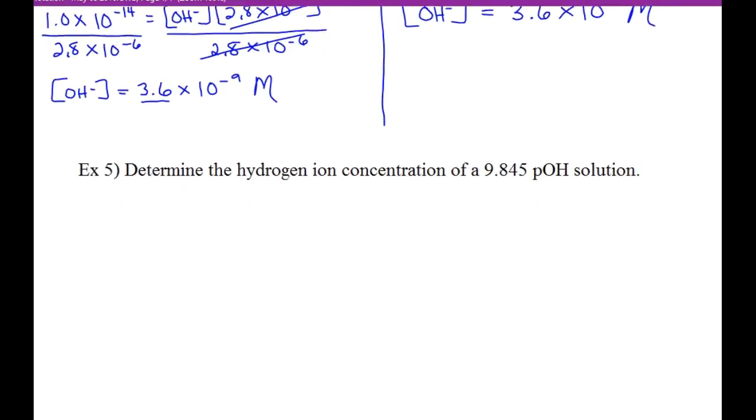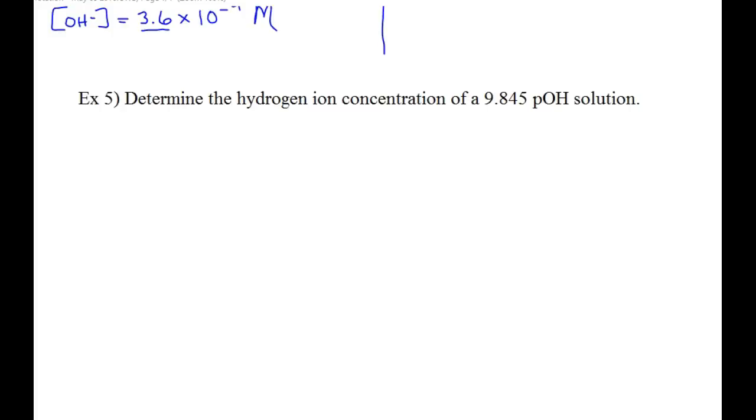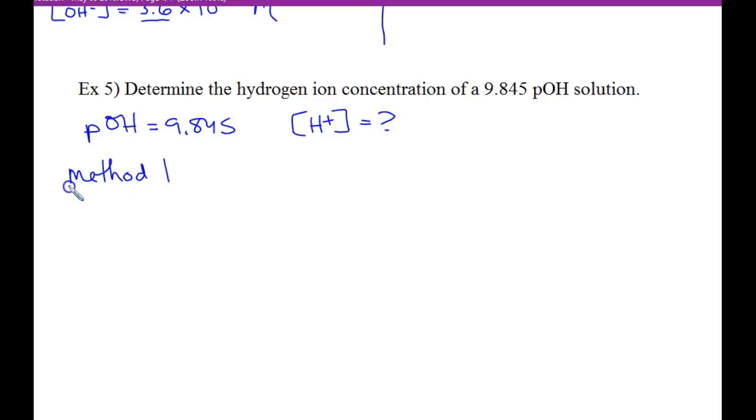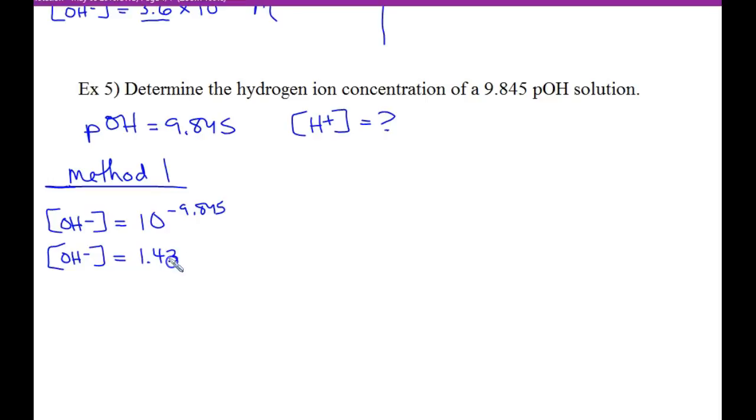One more example, similar to example 4. We know the pOH, but we want to know the hydrogen ion concentration. And again, there's 2 methods to solving this. So the first method, I'm going to say, well, if I have pOH, then I can undo it to get the hydroxide ion concentration. So if you punch that into your calculator, you should get 1.43 times 10 to the negative 10 molar.